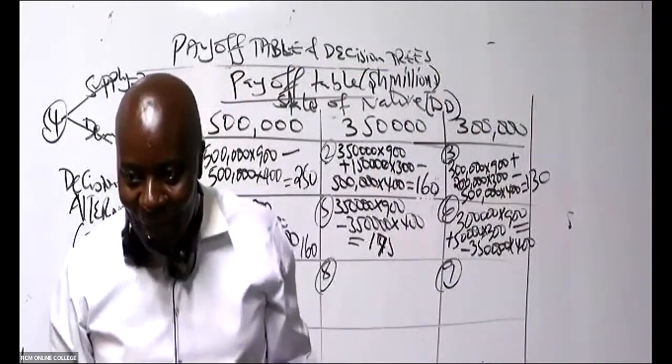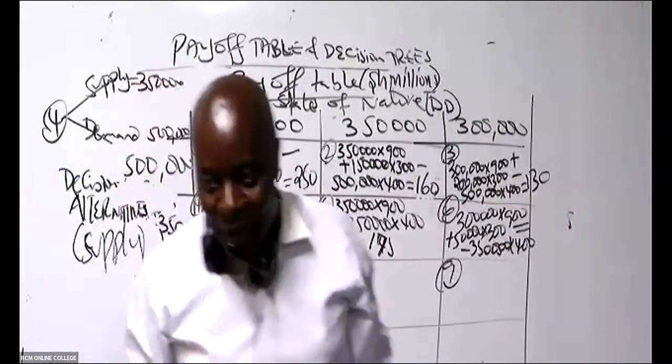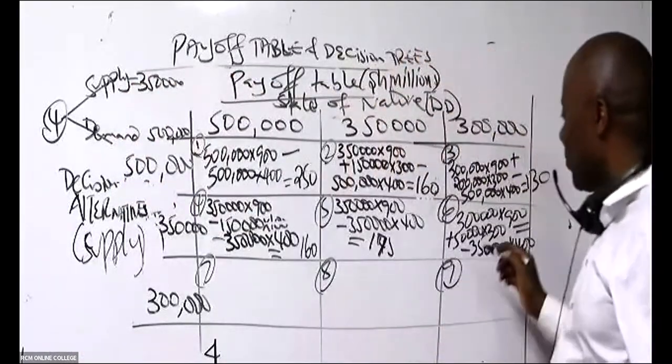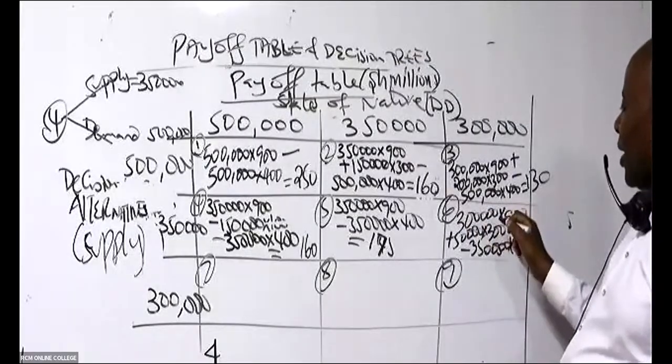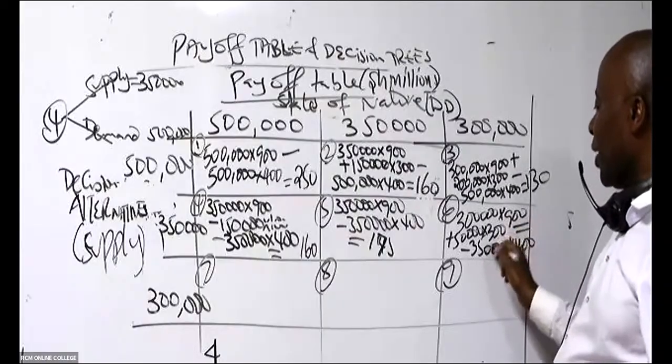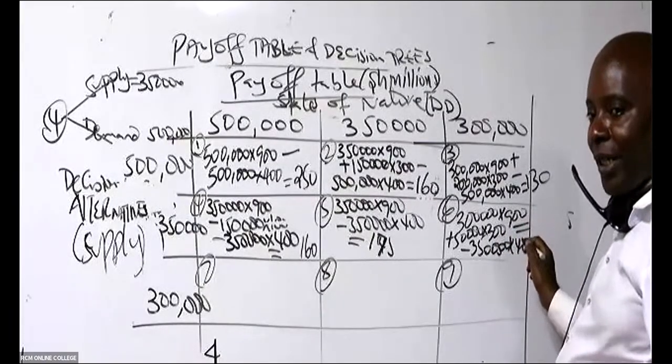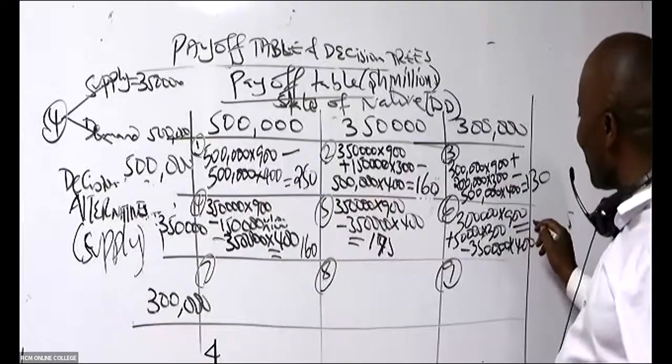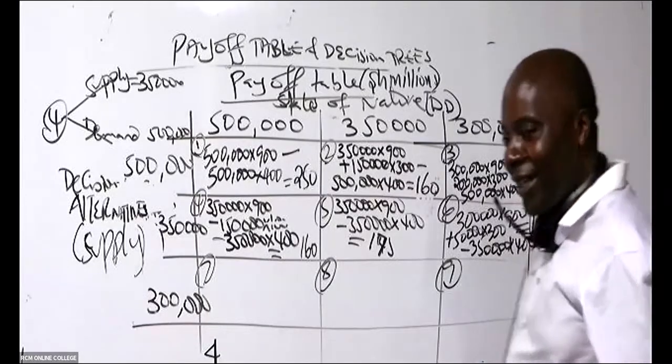190. Wanasema ni 145. Umefanyaje? Angalia, maybe umesubtract hapa. Sema 300,000 times 900 plus 50,000 times 300 minus 350,000. Wengi hawezi kuwa wrong. Wakisema wengi 145, hao ndio wako correct.